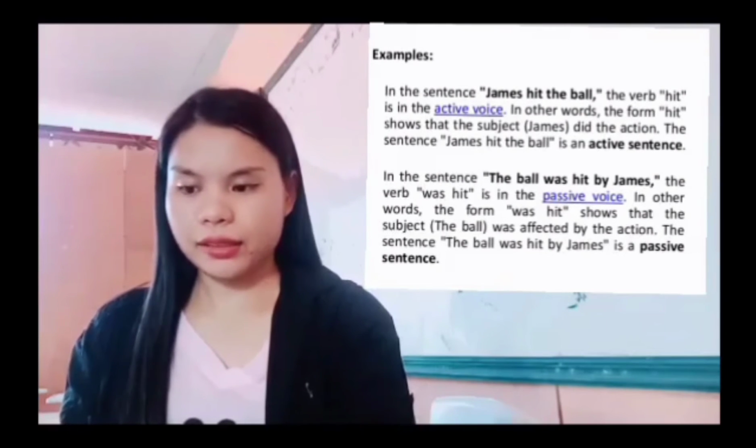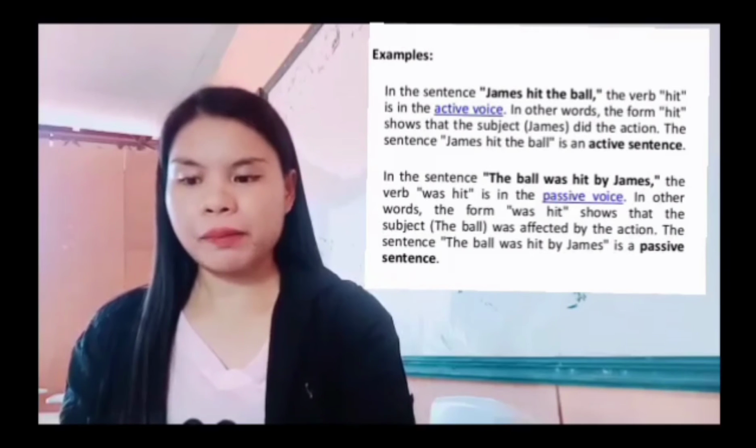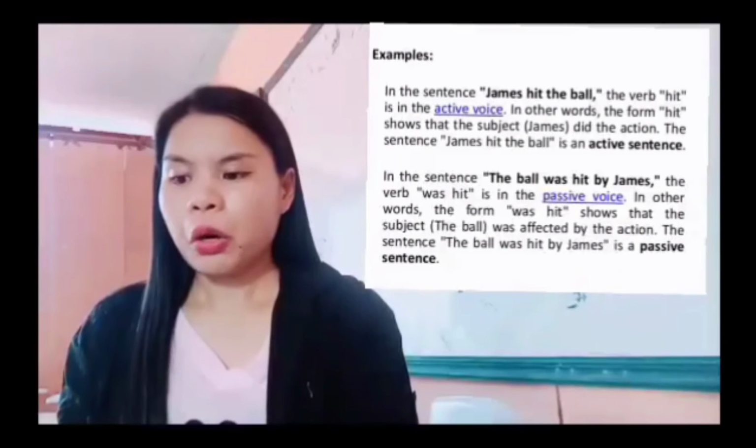In the sentence, the ball was hit by James, the verb was hit is in the passive voice. In other words, the form was hit shows that the subject, the ball, was affected by the action. The sentence, the ball was hit by James, is a passive sentence.